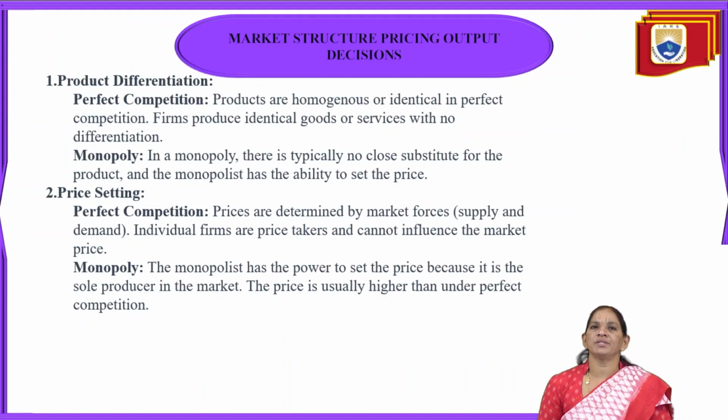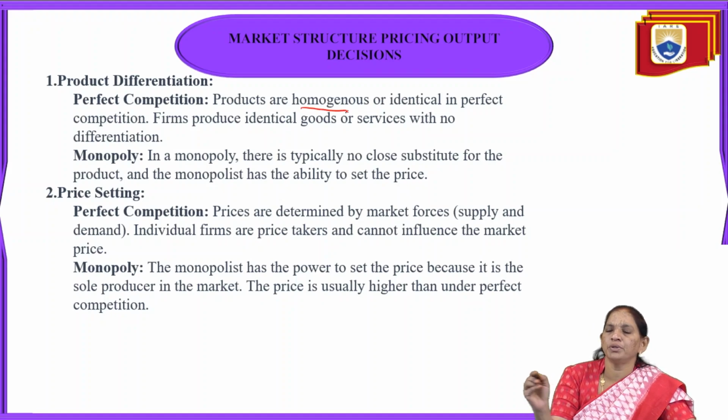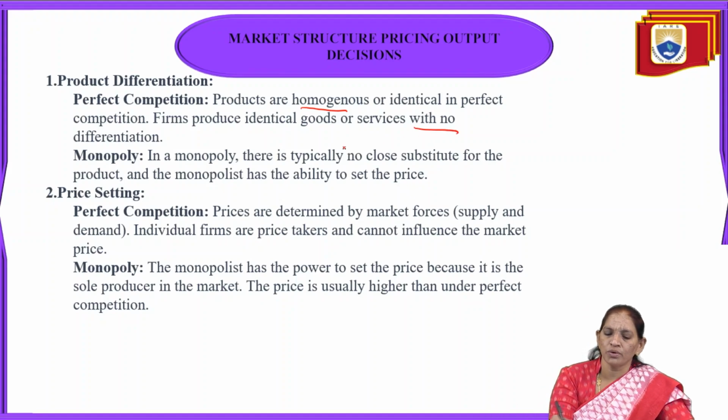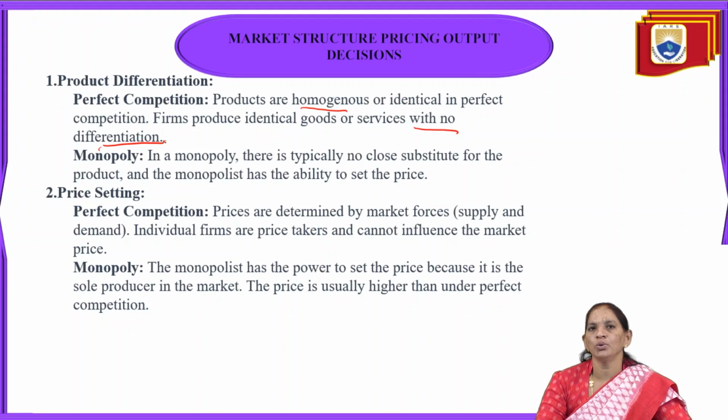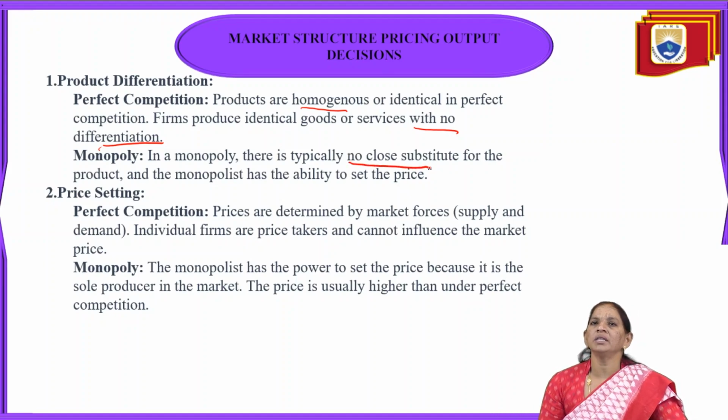Next, product differentiation. In perfect competition, the products are homogeneous and identical. Firms produce identical goods or services without any differentiation. Means all products look alike. In a monopoly, there are typically no close substitutes for the product, and the monopolist has the ability to set the price. Means it is a unique product with only one producer, so there doesn't exist any close substitutes. Only the monopolist will set his own price.